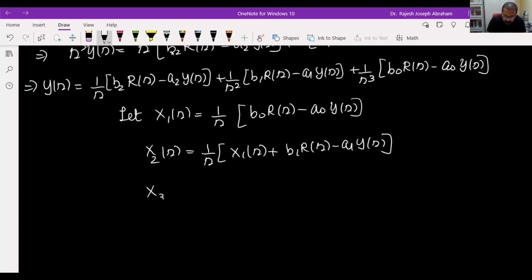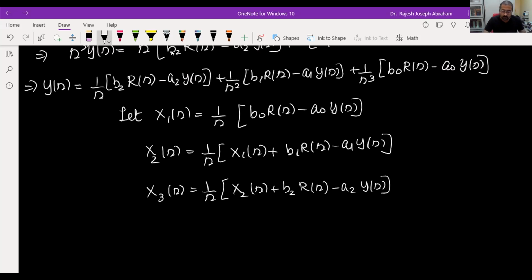Now what will be my next state variable x3? x3 of s will be 1 by s into, calling this entire thing x2, x2 of s plus b2 r of s minus a2 y of s. You can back substitute and see that this is correct. In the first equation you have only one integrator; in the second you have two integrators here and one here; in the third you have three integrators here, two here, and one in this expression. So these are equations A1, A2, A3, to avoid confusion.